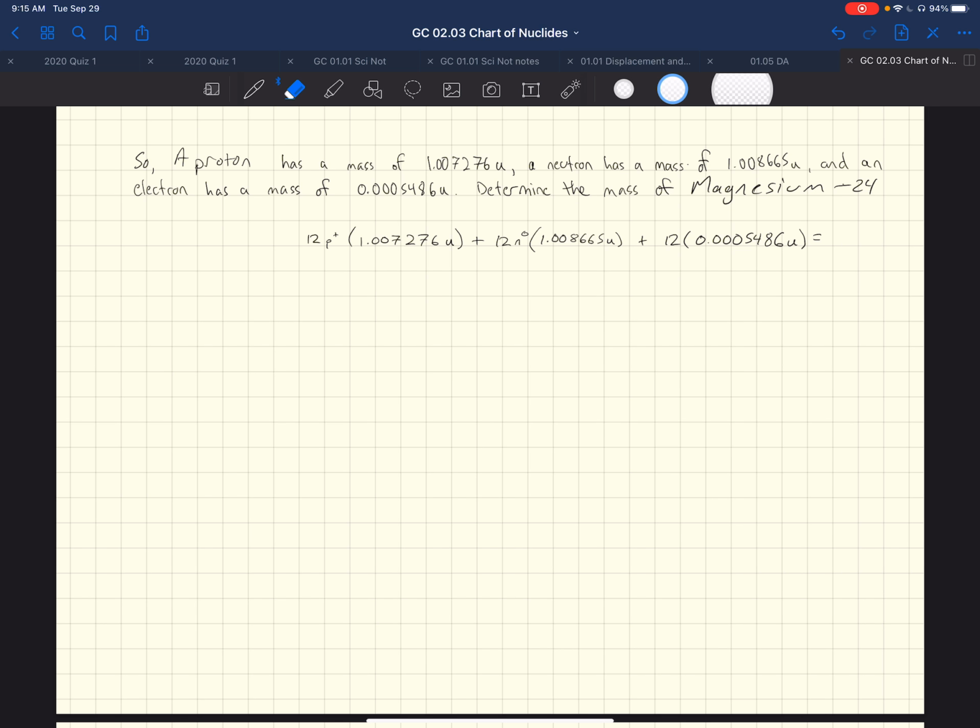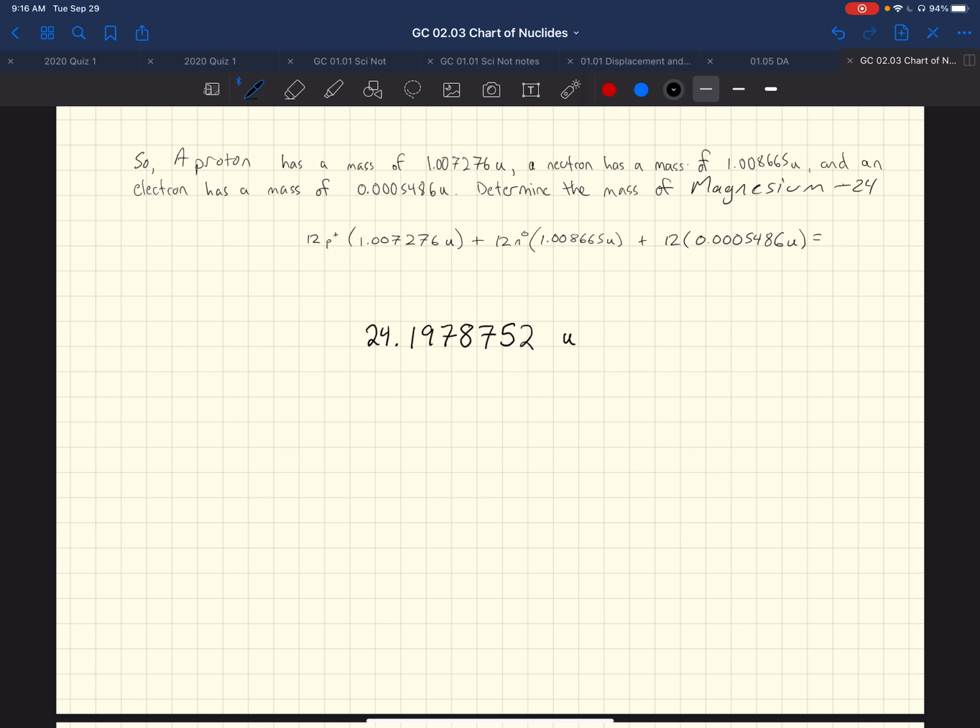Well, magnesium-24, we know we have 12 protons, 12 neutrons, and 12 electrons. So, if I take 12 times the mass of the proton plus 12 times the mass of the neutron plus 12 times the mass of the electron, and I add those things together, what I get is 24.1978752 U.